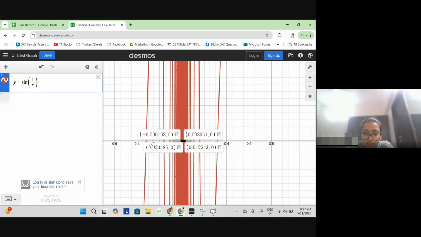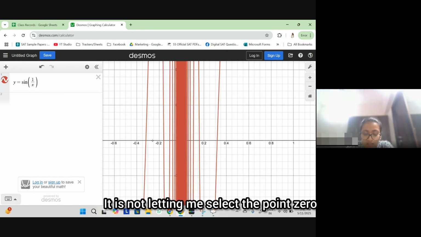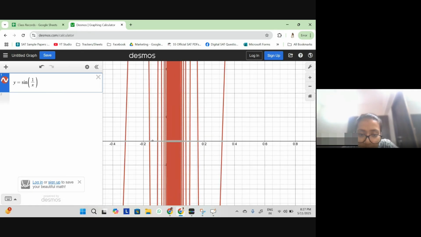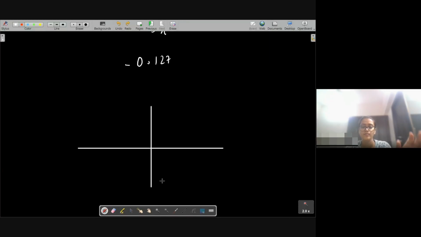Let's see. At exactly 0, I'm not able to select that point. It is not letting me select the point 0. It will show 0, comma undefined.